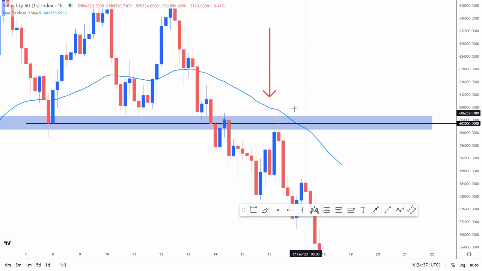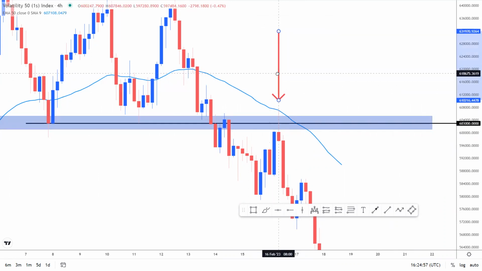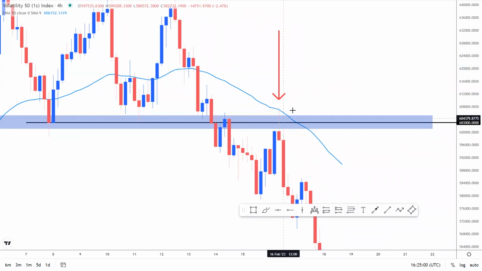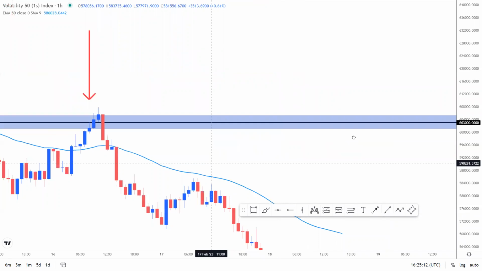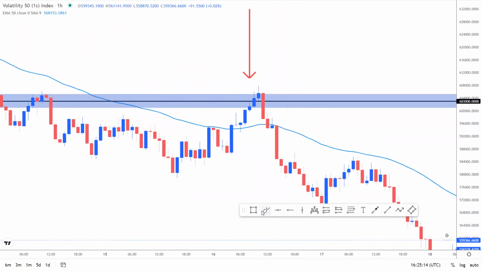as you can see, 603,000 psychological round number. We're retesting the neckline of the daily head and shoulder pattern. We're retesting also the exponential moving average 50. In this case, because we have the candlesticks below the exponential moving average, the exponential moving average is acting now as a dynamic resistance. So I think I had my first entry for sales from the 1 hourly time frame, candlestick close, right at this level. Yeah, somewhere at this level. So I had my entry for sale.